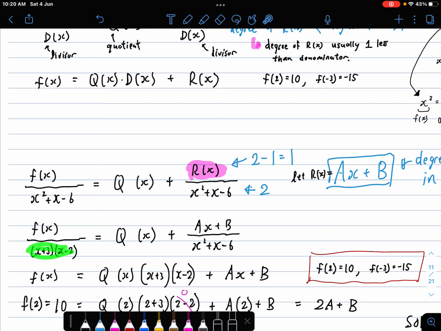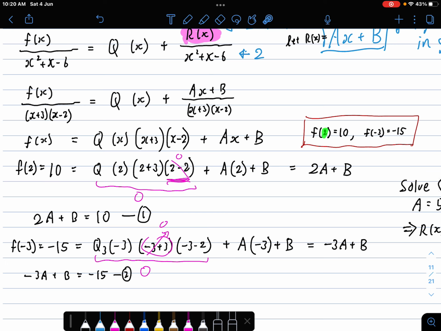And then I multiply throughout on both sides this denominator. What I'll be left with is f of x equals q of x times x plus 3, x minus 2, add on ax plus b. Maybe I should also change it to x plus 3, x minus 2, so it's more obvious. This and this will cancel off eventually. Then you're left with ax plus b. So now we can substitute in our 2 conditions: f of 2 equals 10 and f of minus 3 equals negative 15.